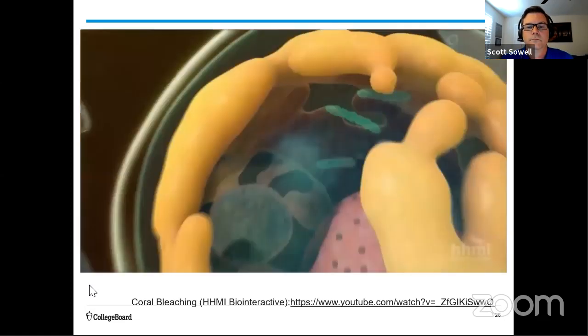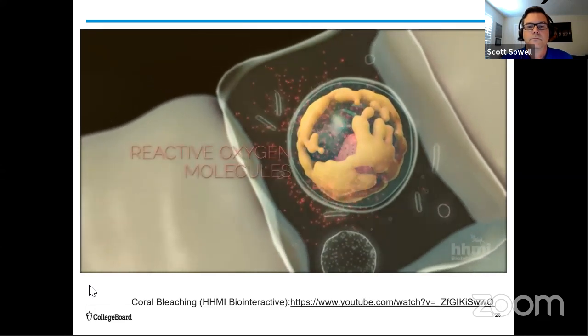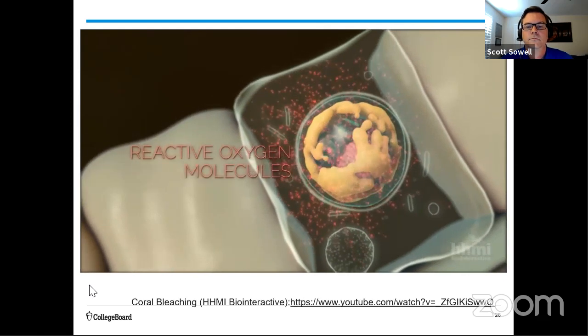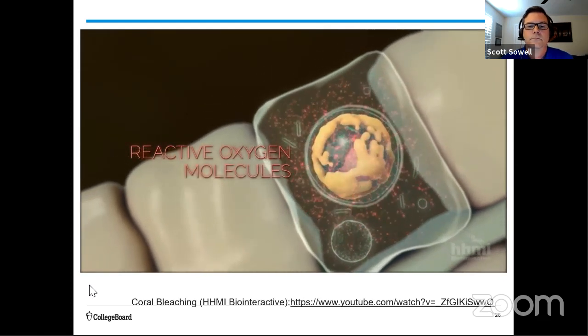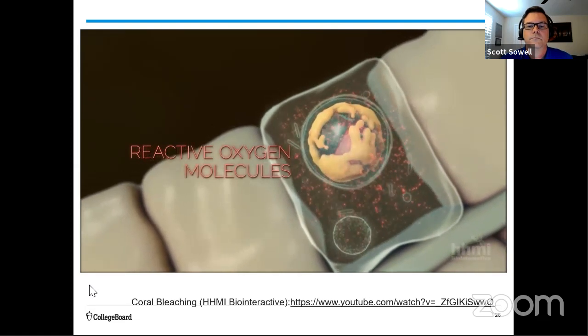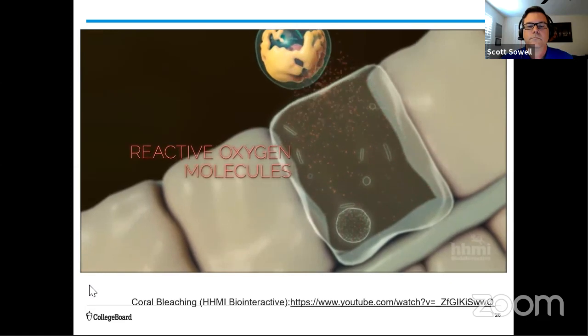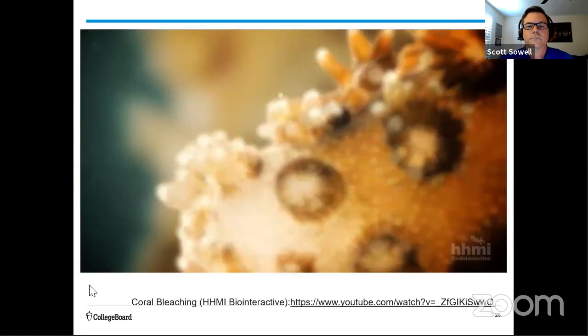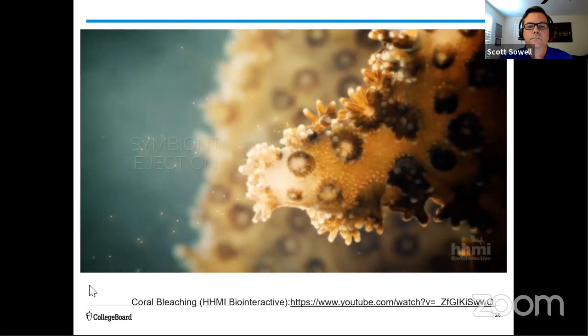But the rain of photon keeps going. The energy is still there, and as a consequence, that energy is now turned into reactive oxygen molecules. Those are damaging to cells, so it damages the inside of the symbiont, it damages the inside of the coral cell, and they spit the symbiont out. That spitting of the symbiont out by one coral cell isn't bad, but if the entire colony does it, then that's coral bleaching.